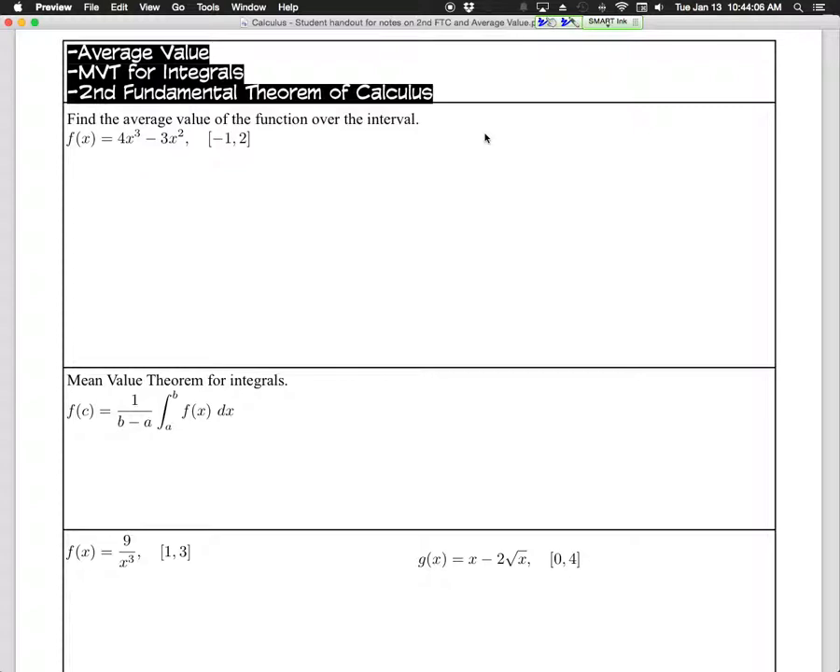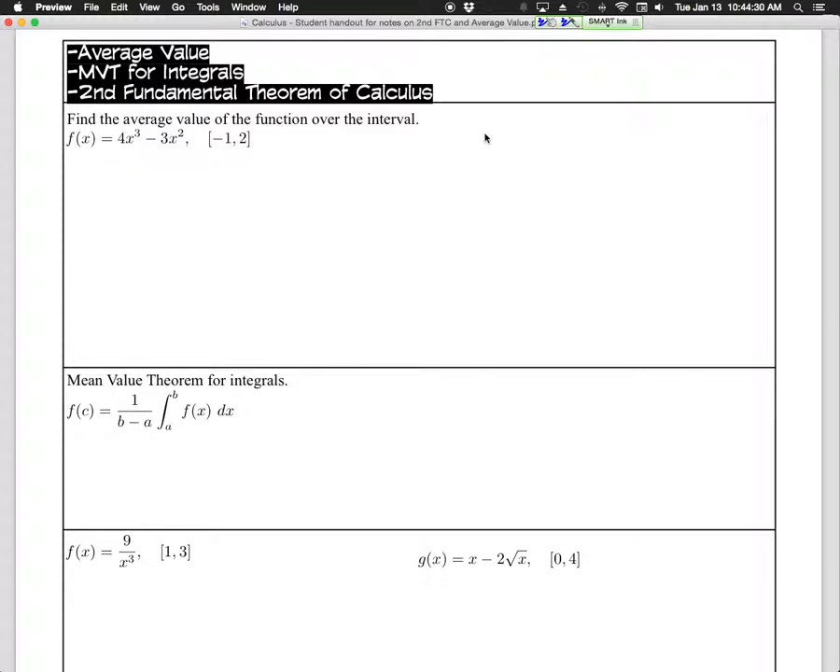So, average value, we should know how to do average value already. What do you think average value is? F of b minus f of a. No. Change in the function above over the change in time, or if it's just general, it's going to be the change in the x value or the change in the interval.